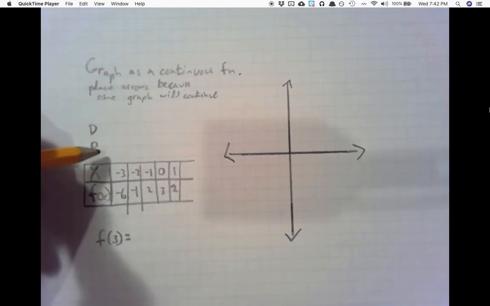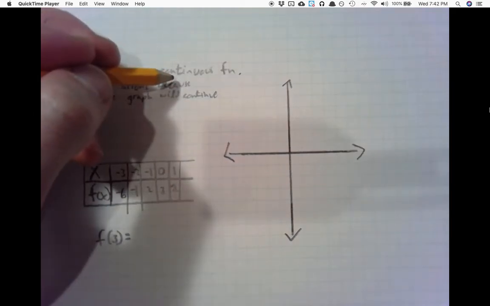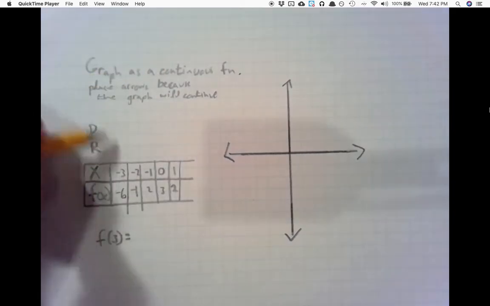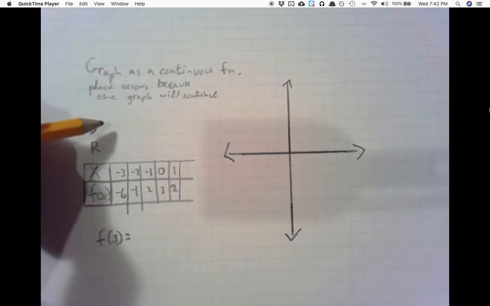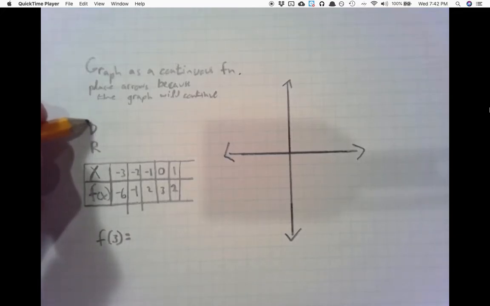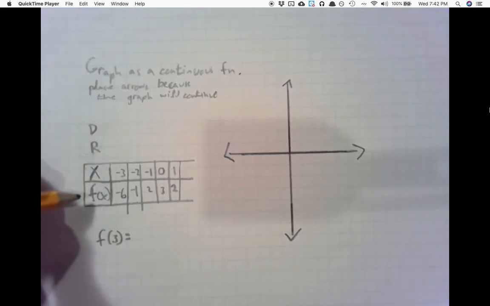It's saying that at the end of this, I should graph as a continuous function, connect the dots between each point, and I should place arrows because the pattern will continue. Here we'll be answering the domain and range. I probably should have put that below the table. But here's my table of inputs and my table of outputs over here.